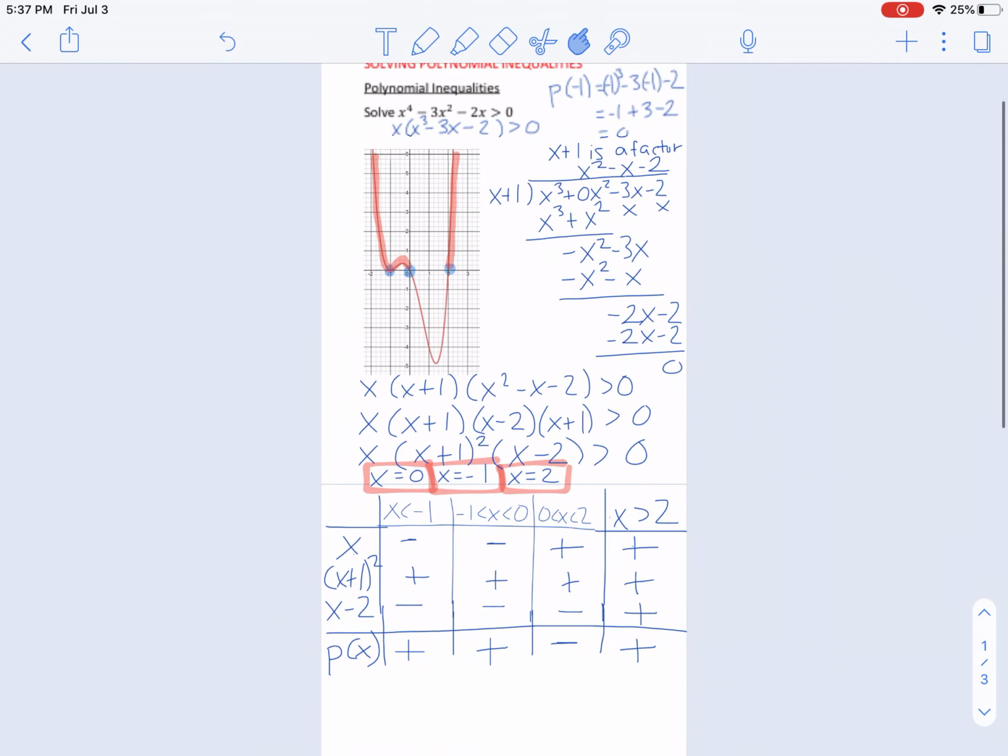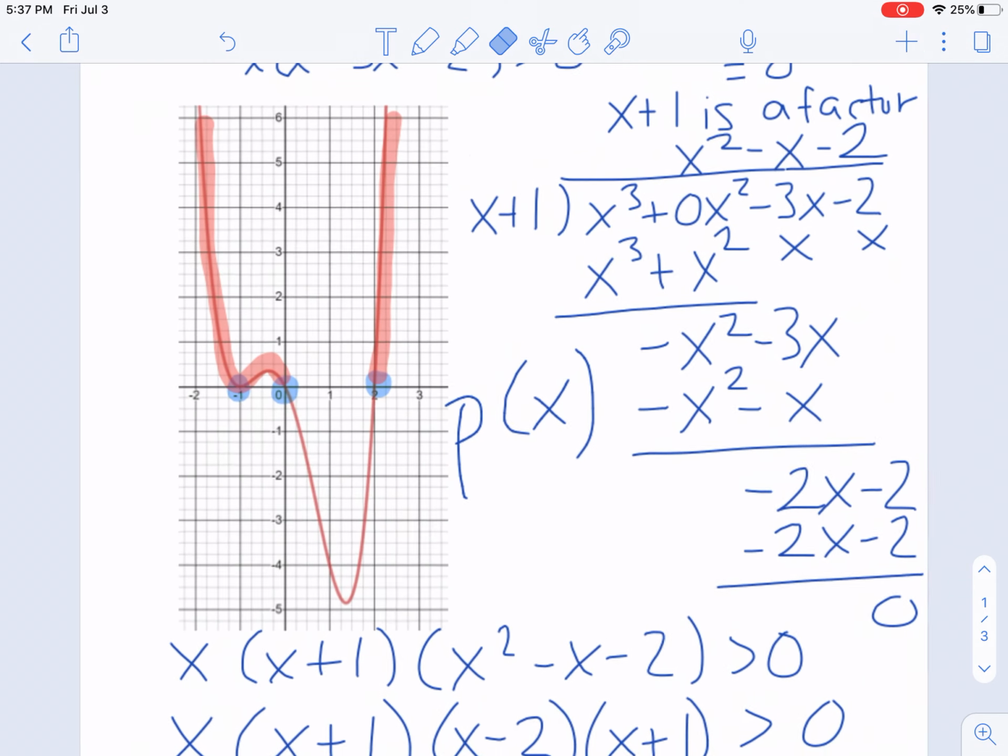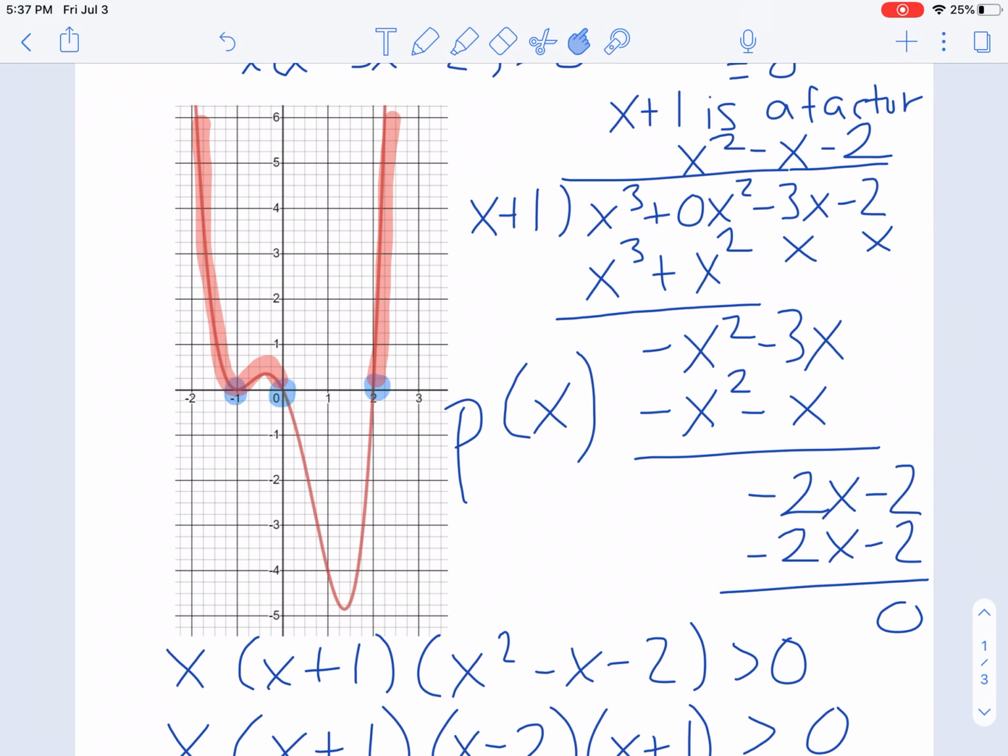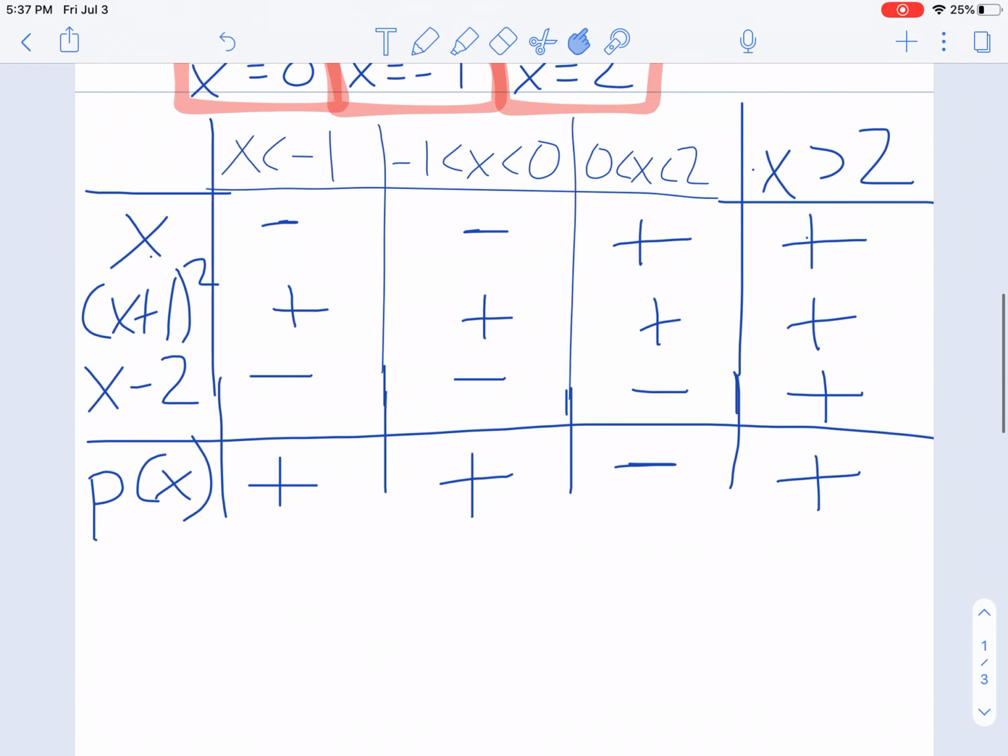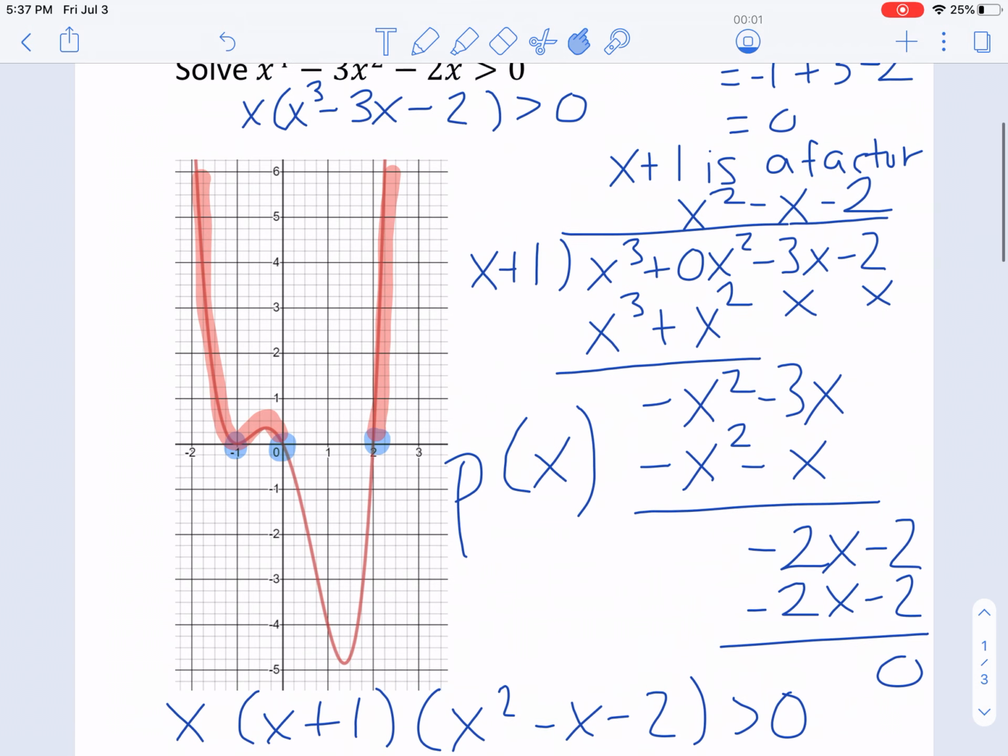So now if I look back at my graph of what I guess I'm now calling P of x, what you want to notice here is that we wanted the red highlighting on the graph. So that's what we had as the results in the columns as well. It was only negative when x is between 0 and 2, so only for this portion here. So that matches up with what we see on the graph.